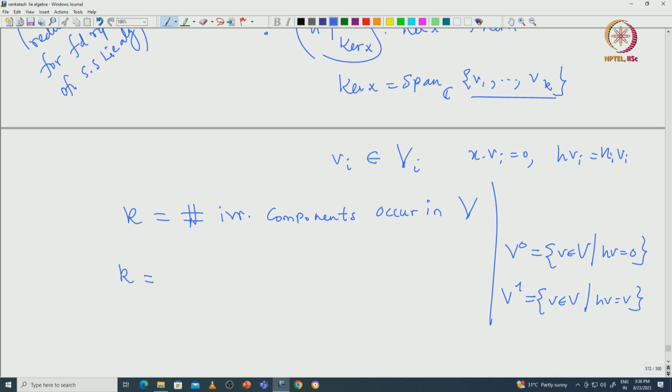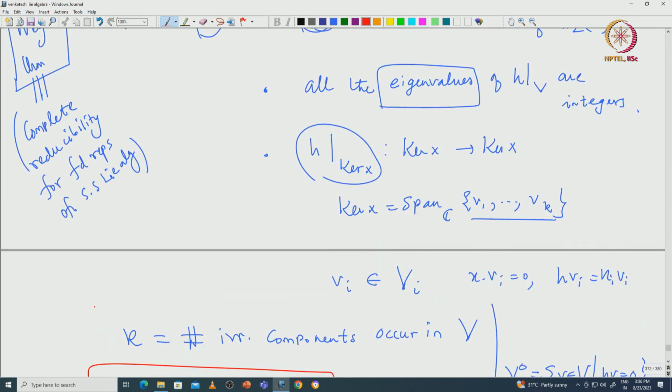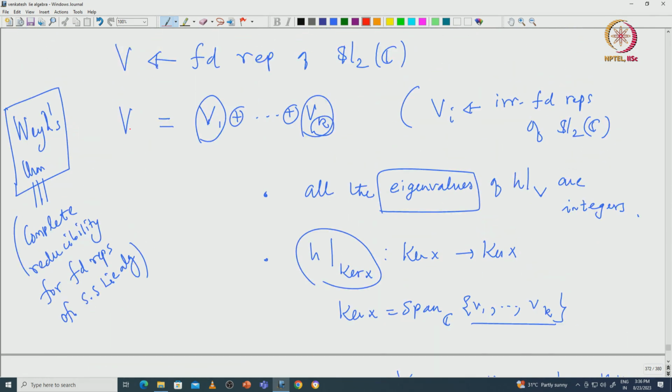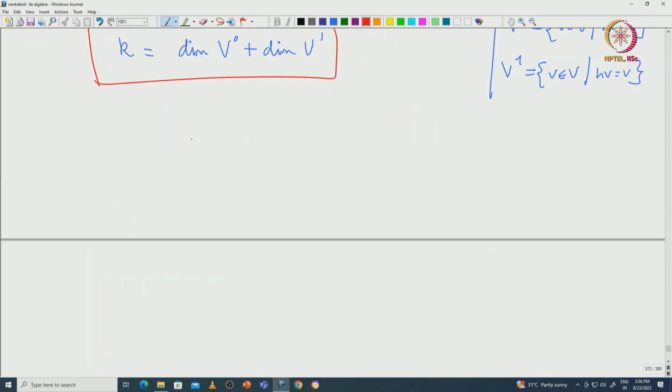Okay. So, now it is easy to see this k will be just the dimension of V naught plus the dimension of V 1. Okay. So, why is this true? If you go back to your decomposition, V is written as V 1 direct sum etcetera V k. Now, each V i will be of the form V of d i for some d i coming from Z plus, that is, a non-negative integer.